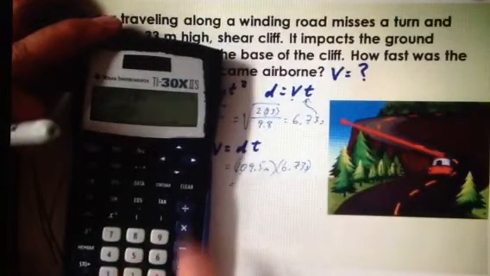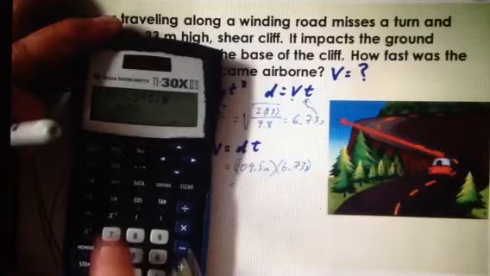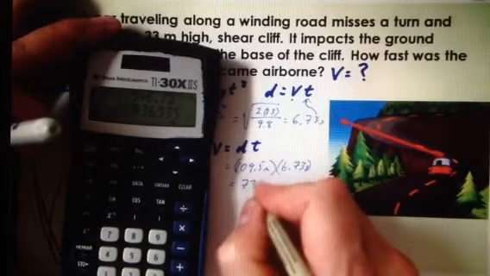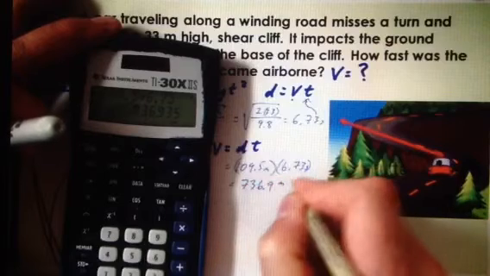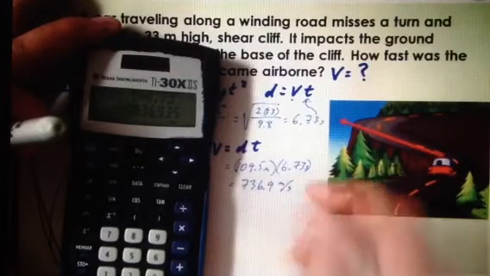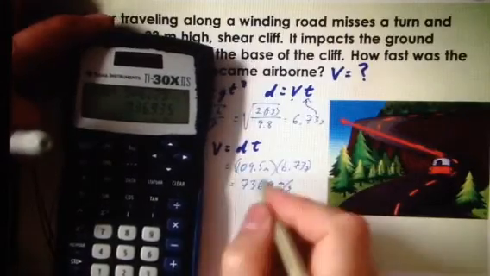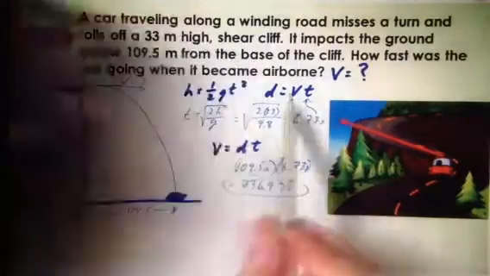109.5 divided by 6.73. So it was going 736.9 meters per second. So that's a pretty fast car. But there's my final answer. Two basic equations.